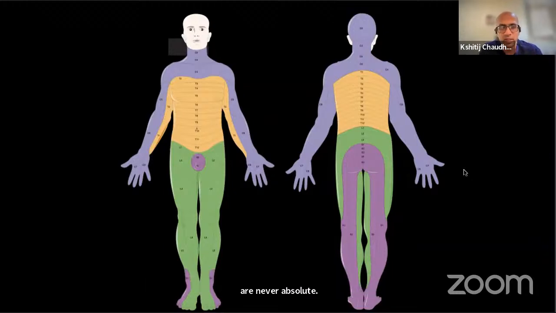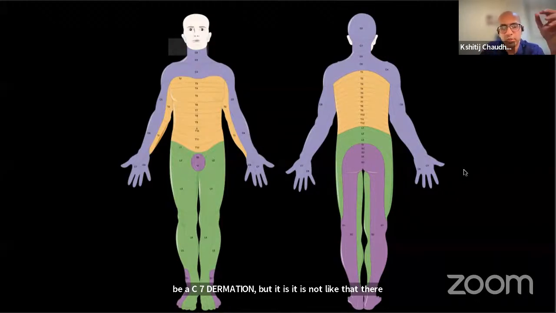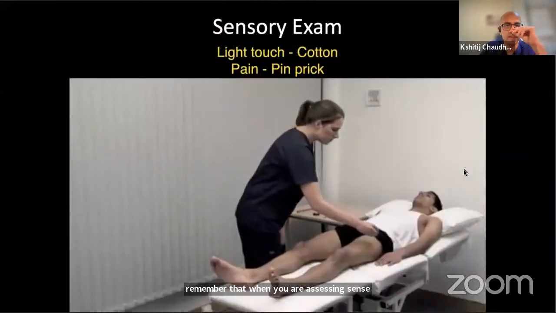Any nerve root in the brachial plexus can cause numbness in your middle finger, which we traditionally think, according to Netter's diagram, will be a C7 dermatome, but it is not like that. There is a lot of overlap and mix and match. So you need to remember that when you are assessing sensory modalities.